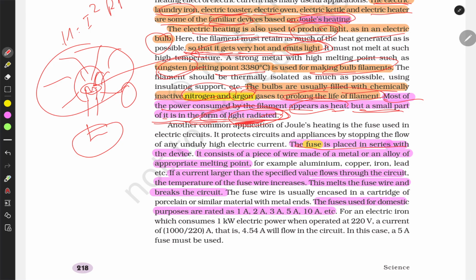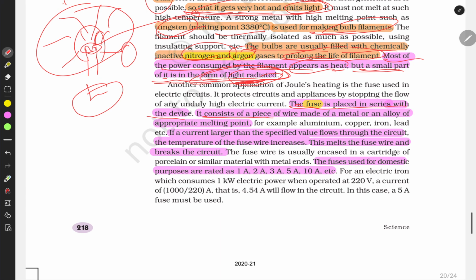What is a fuse? A fuse is placed in series with a device. It consists of a piece of wire made of a metal or alloy of an appropriate melting point. If a current larger than the specified value flows through the circuit, the temperature of the fuse wire increases. This melts the fuse wire and breaks the circuit. Fuse wires for domestic purposes are rated as 1 ampere, 2 ampere, 3 ampere.